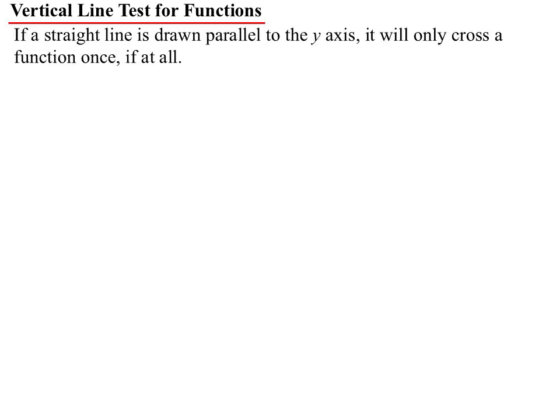So how do we test for functions? How do we tell whether our relation is indeed a function? Now, visually, we've got the vertical line test. Basically, if you draw a straight line parallel to the y-axis, it will only ever cut the function once, if at all. There's an example of a hyperbola. It doesn't matter where I put my vertical line, it will only cut it once. And in fact, at the y-axis, it doesn't cut it at all.